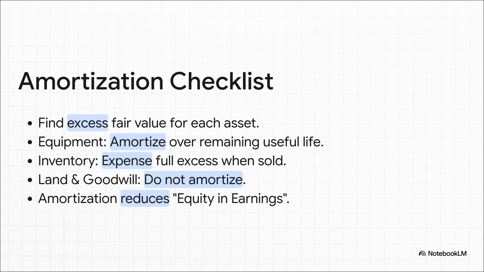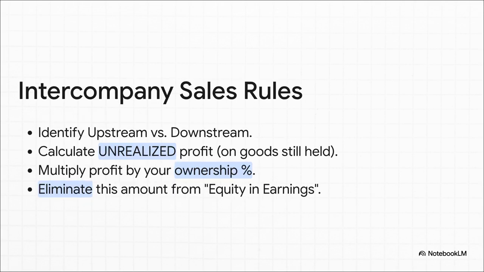Is it land or goodwill? Don't touch them, just test for impairment. And the number one takeaway, every single peso of this amortization reduces your income. Got it? Next up, intercompany sales.